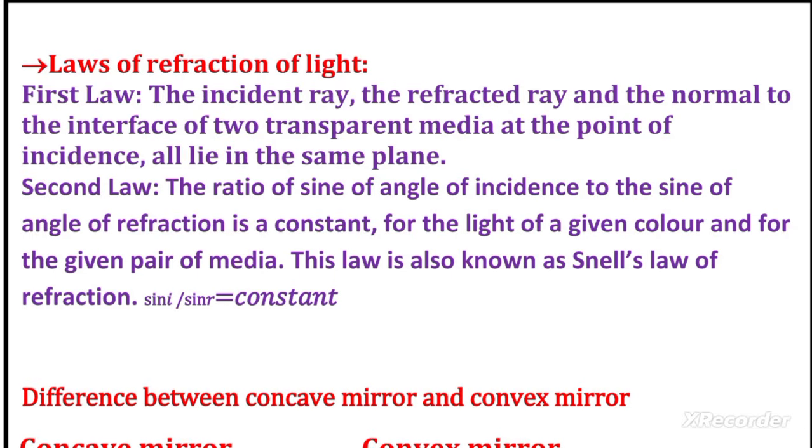First law: the incident ray, the refracted ray and the normal ray to the interface of two transparent media at the point of incidence all lie in the same plane.